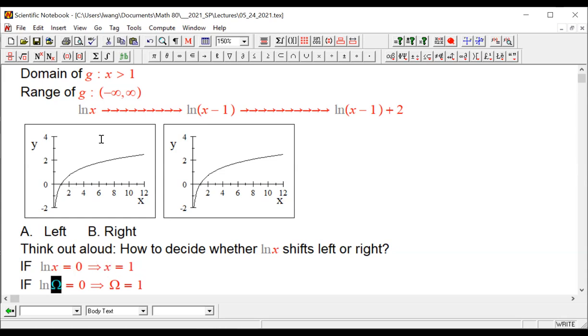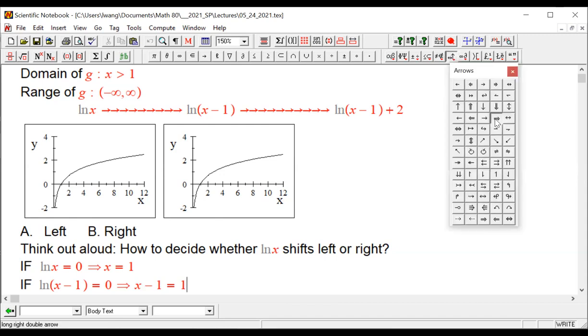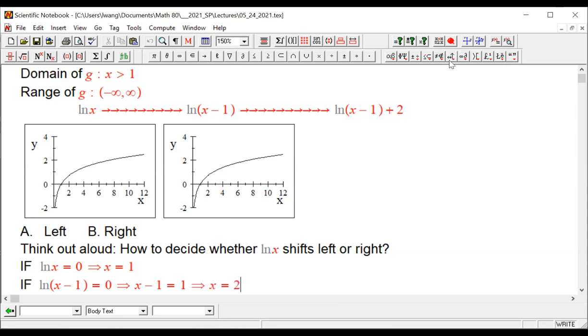When this guy is x minus 1, then you have x minus 1 equals 1. As a result, x equals 2. What does this tell me?